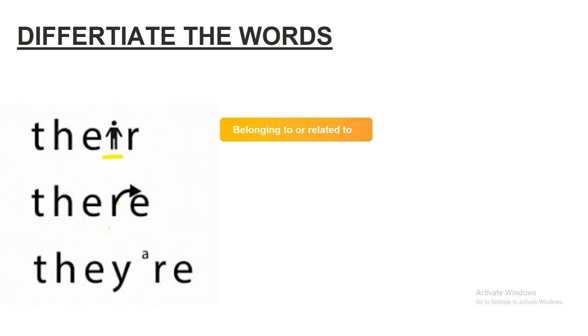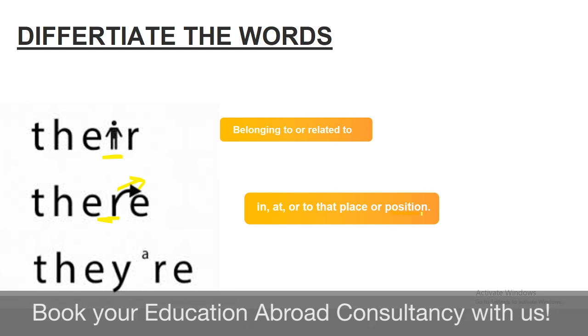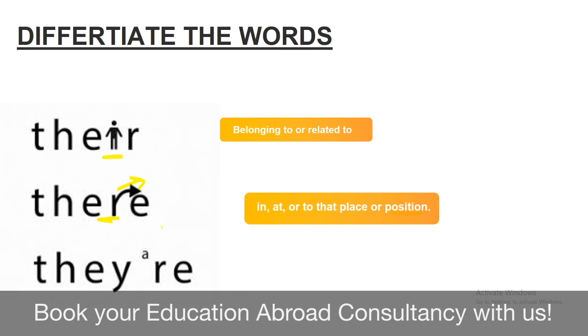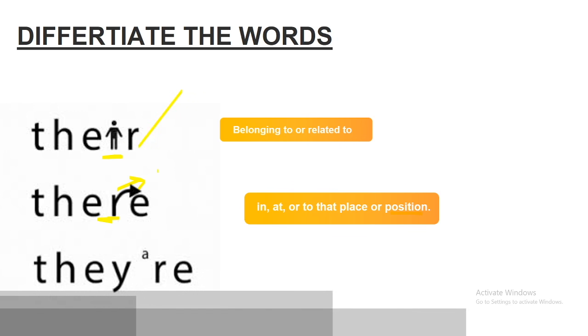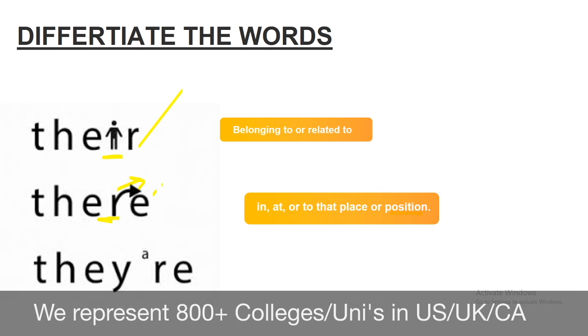THERE. Now this is showcasing a direction. The arrow is showcasing a direction. So this word basically means in, at, or to that place or position. This particular word is talking about the position of something. In Hindi this would be wahan, and that would be unka. Their would be unka, there would be wahan.